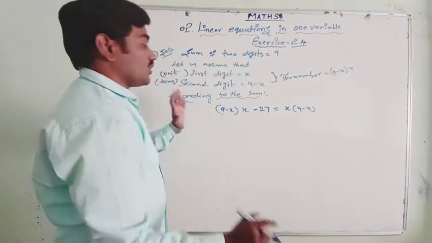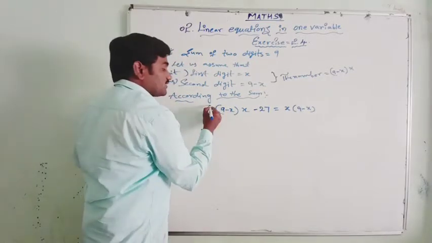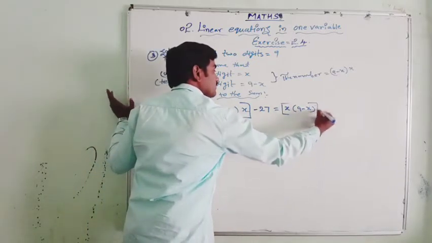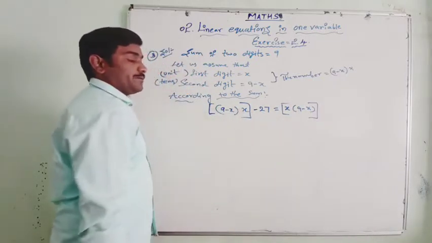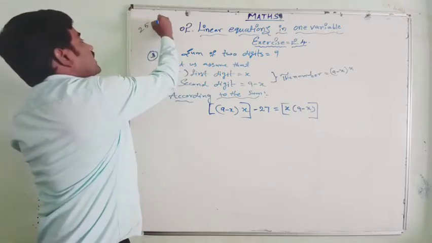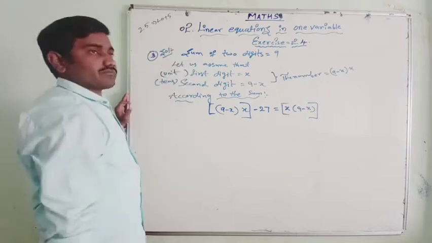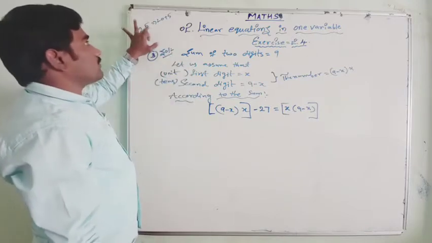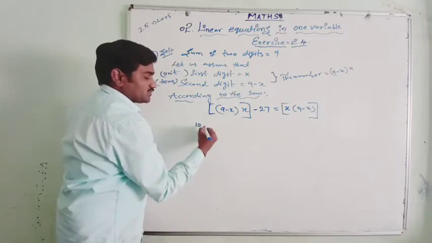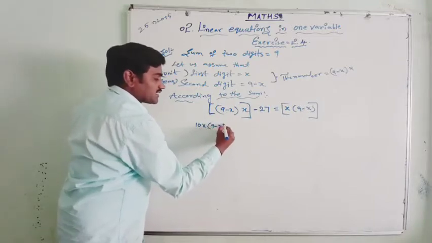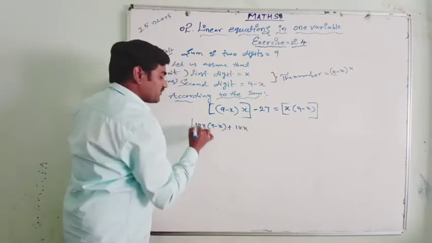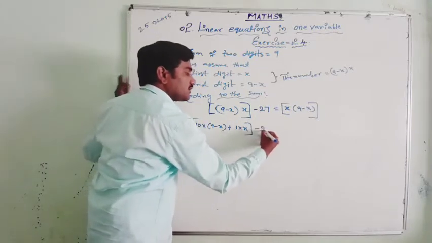Before solving this, we have to use the expanded form. Suppose you have 25. How can you write it? 20 plus 5, that means 2 into 10 plus 5 into 1. In the same way we do it here. So the tens place: 10 into 9 minus x plus 1 into x. The expanded form of this, minus 27.